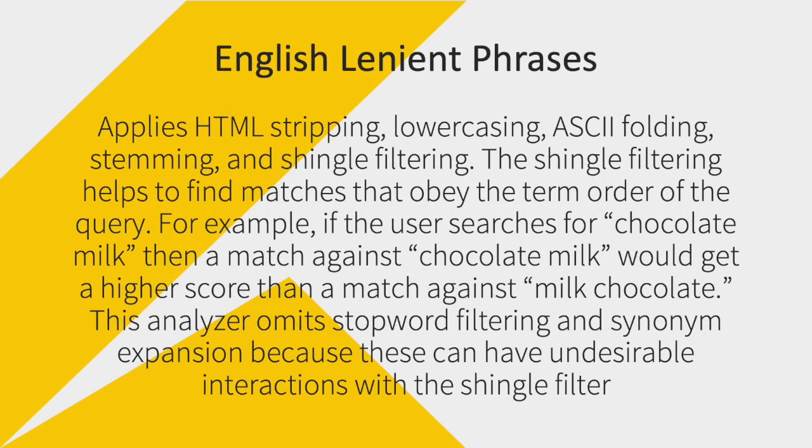English lenient phrases applies HTML stripping, lowercasing, ASCII folding, stemming, and shingle filtering. The shingle filtering helps define matches that obey the term order of the query. For example, if the user searches for chocolate milk, then a match against chocolate milk would get a higher score than a match against milk chocolate. This analyzer omits stop word filtering and synonym expansion because these can have undesirable interactions with the shingle filter.